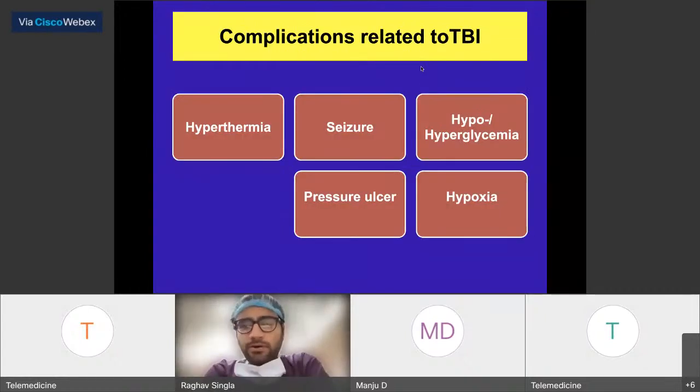So I will be talking about complications related to TBI and their management. When we talk about traumatic brain injury, complications can be in the early phase, the middle phase, and later on, when the patient presents at follow-up. For the most part, I will be discussing the complications that we see in the initial period when the patient is admitted in the hospital rather than during the long-term recovery phase. I'll focus my talk on the basics, but still the most important things that affect the management of these patients: hyperthermia, sugar control, seizures, pressure ulcers, and hypoxia.